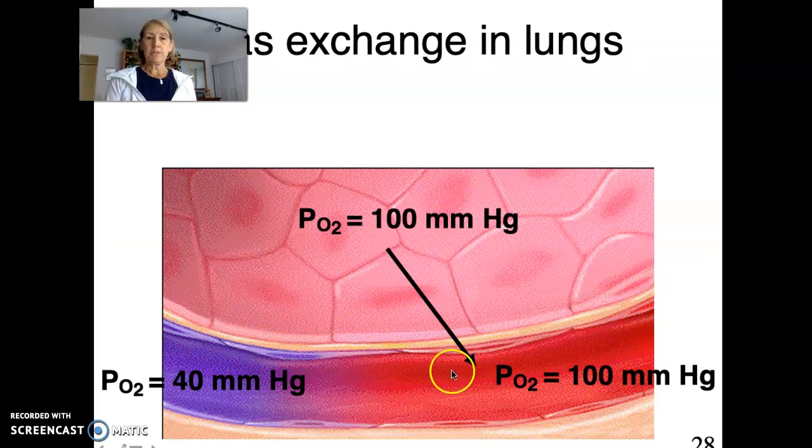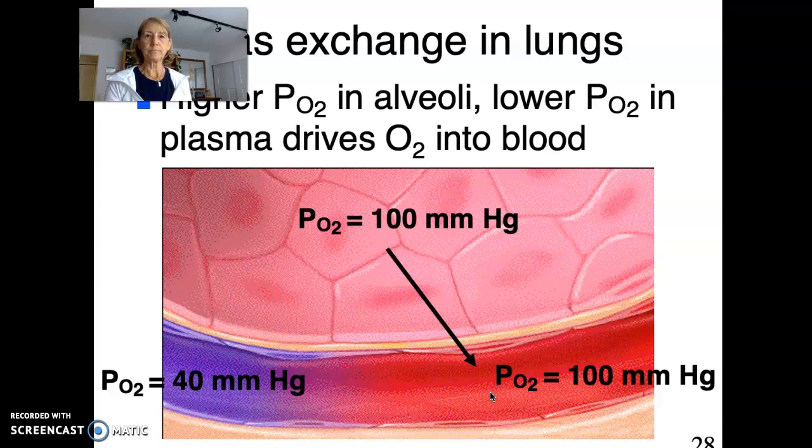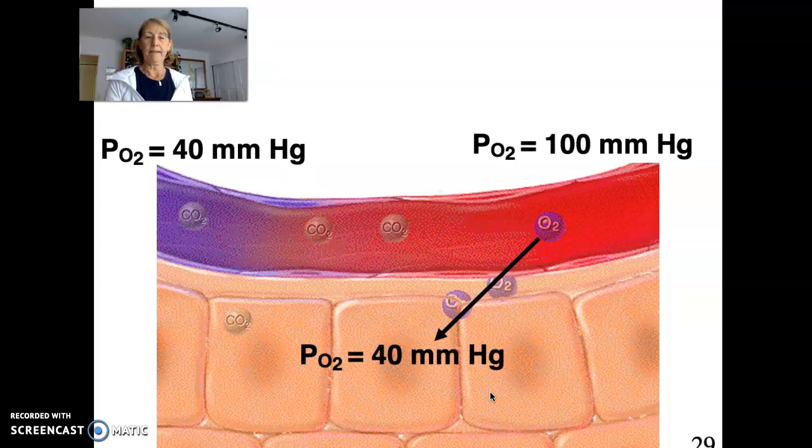These are good diagrams that show, oh look, alveoli, 100, I'm pumping it into blood that's at about 100 also. And this is showing if this tissue is low in oxygen, then this oxygen at 100 will be able to cross quite readily.